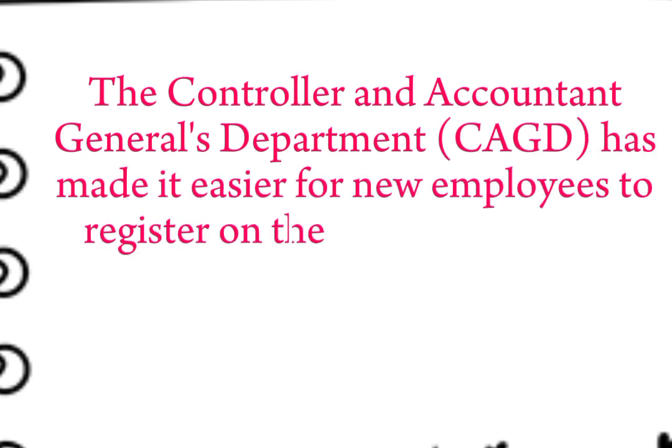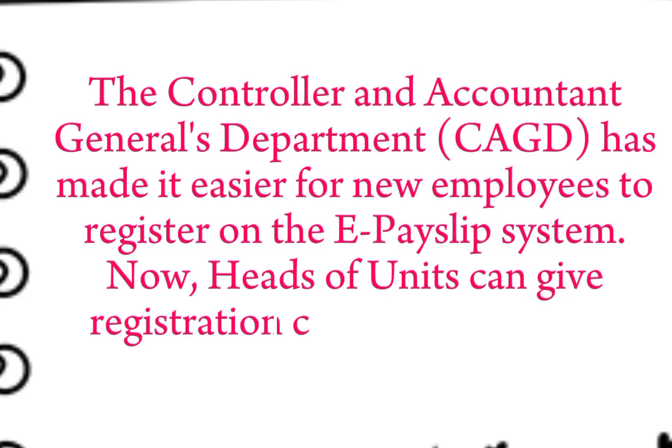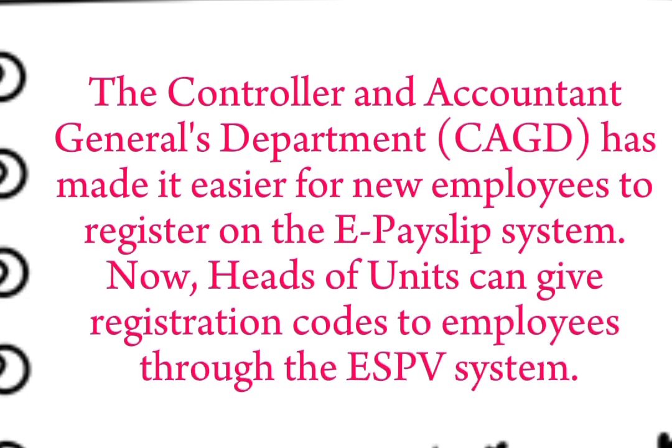Comptroller and Accountant General's Department (CAGD) has made it easier for new employees to register on the E-Payslip system. Now, heads of units can give registration codes to employees through the ESPV system.